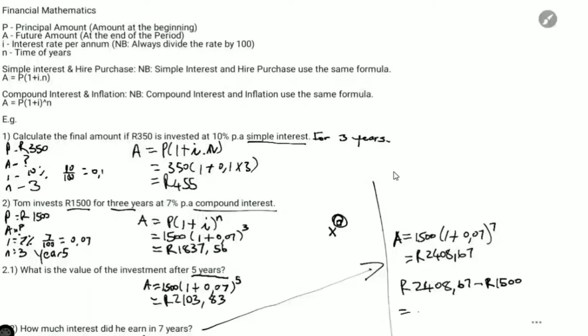So 2408.67 subtract 1500. My calculator wants to fail me. So equals, subtract 1500. That should give us an interest of R908.67. Yes, that is the interest. That's the last and final answer.